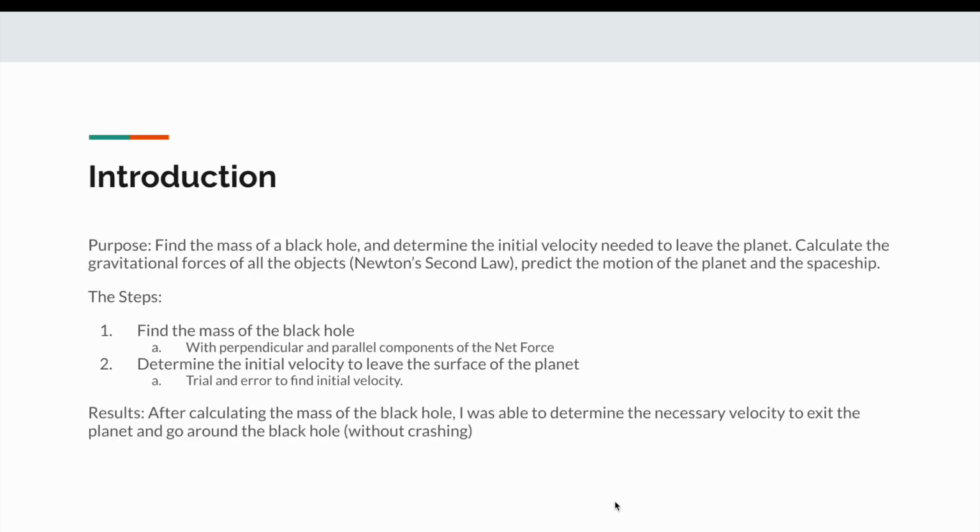The purpose of this lab is to first find the mass of the black hole, and then we will need to find the velocity needed to leave the planet. We can do this by first calculating the perpendicular and parallel components of the net force with the black hole, and then we can determine the initial velocity primarily through trial and error to leave the surface of the planet. The results of this was that after calculating the mass of the black hole, I was able to determine the necessary velocity to exit the planet and go around the black hole. Again, this is all without crashing.